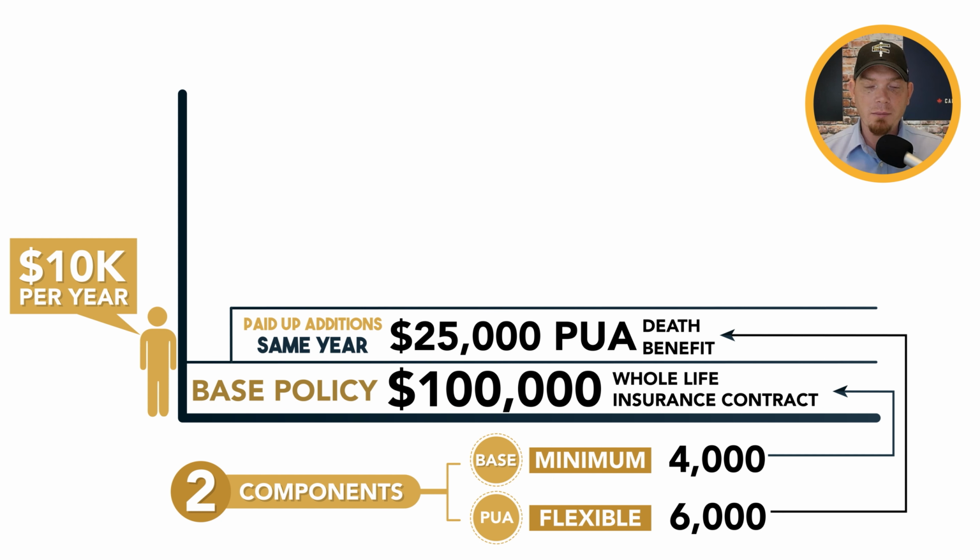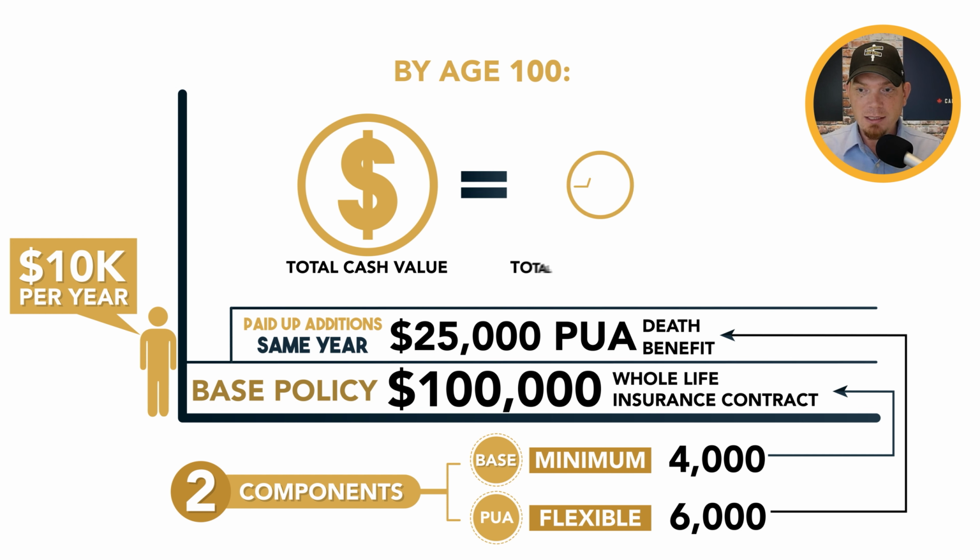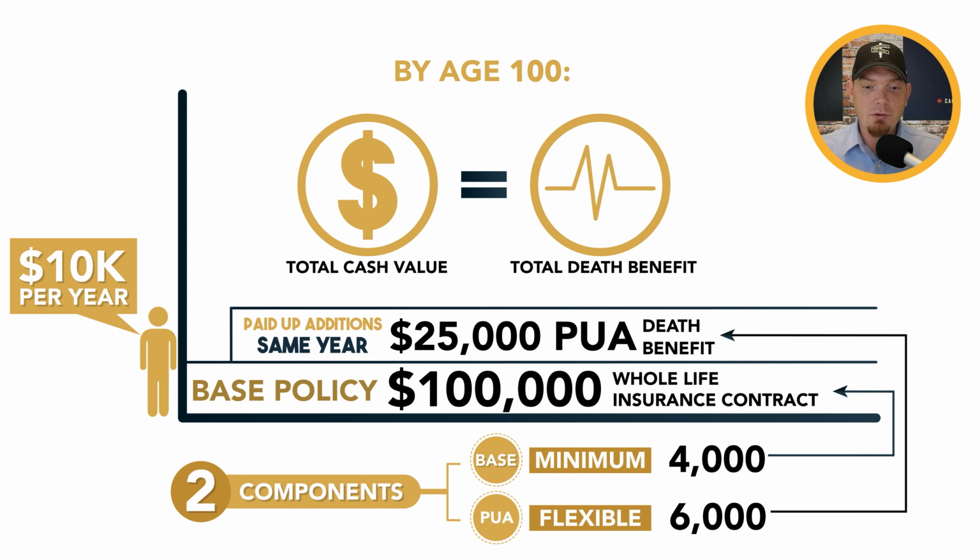Here's the wonderful thing. Because we've increased the death benefit, we've also increased the requirement for the insurance company to increase our cash value, because the cash value must equal the death benefit by age 100. So they are required to continually grow the cash value, which is our asset, each and every day that we age closer to age 100.